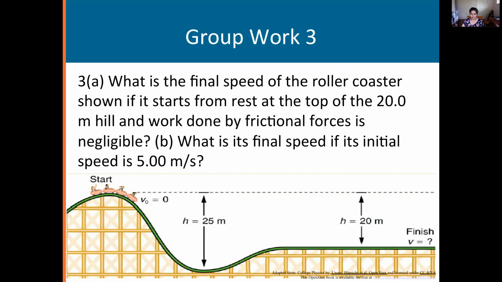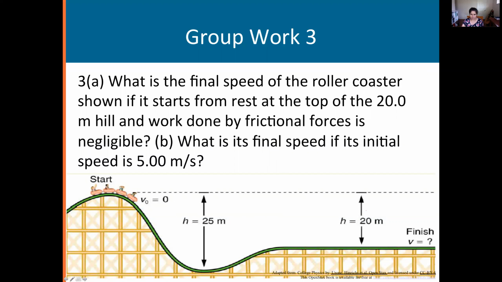Okay, let's read this last problem and then do this, okay? So here we have a picture of a roller coaster going down this and then going to come up here. What is the final speed of the roller coaster, if it starts from rest at the top of a 20-meter hill and work done by frictional forces is negligible? That's part A. Part B, what is its final speed if its initial speed is 5 meters per second? So let's just consider part A for now.